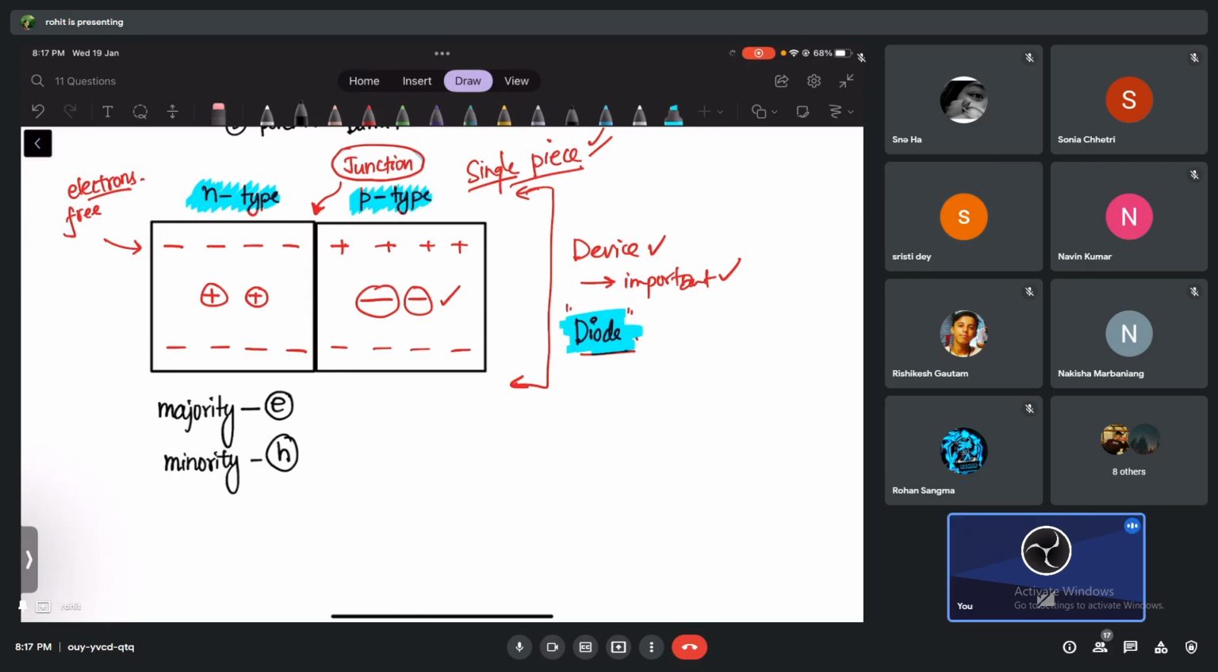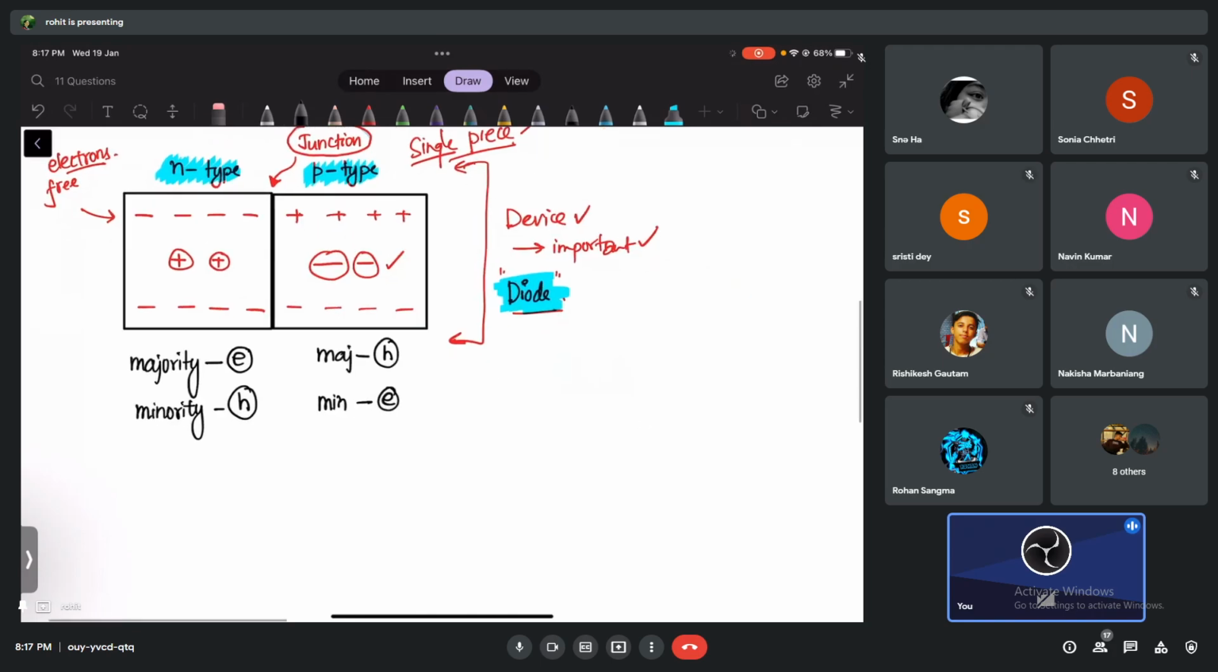Positive charge, or let's say holes. On the p side, again, the majority are holes, and the minority are electrons. Now, I do not know whether you have learned this or not. Can I say that there is a concentration difference on both sides? Yes, sir. There's a concentration difference on either side.